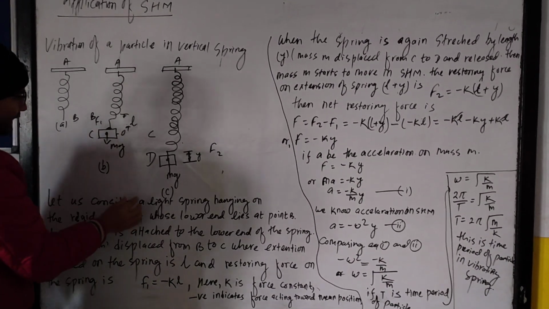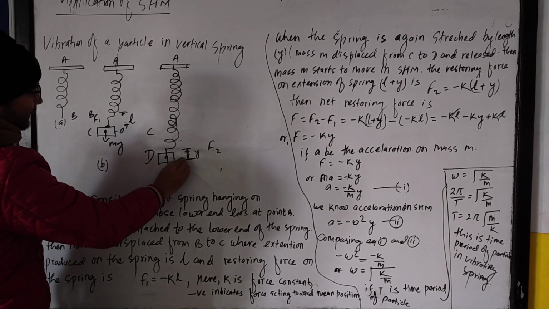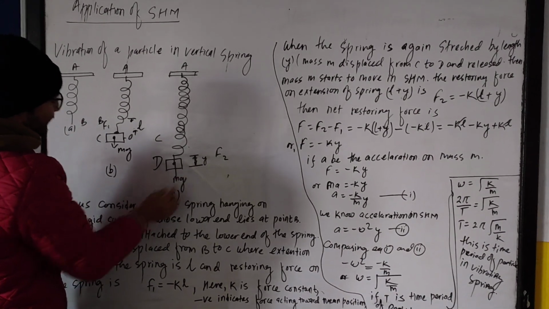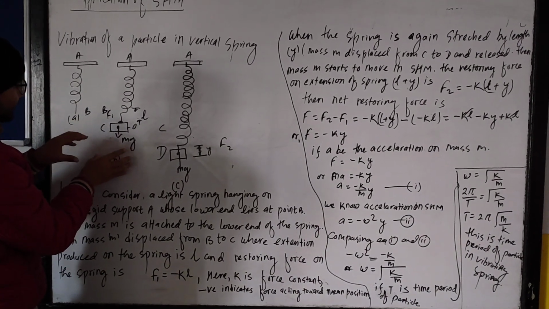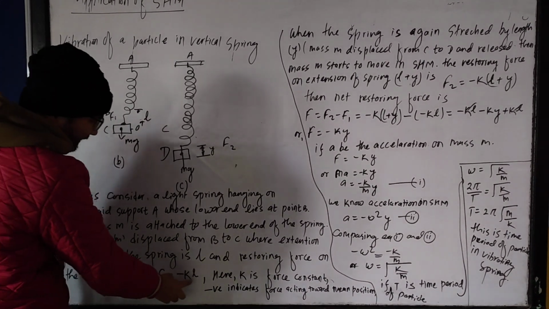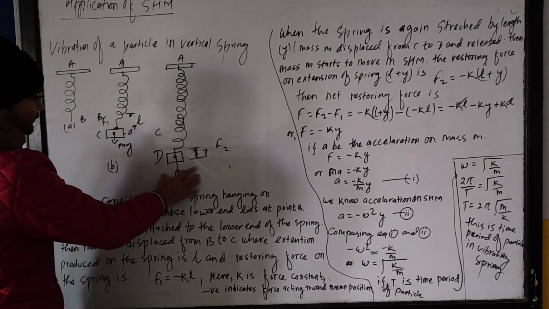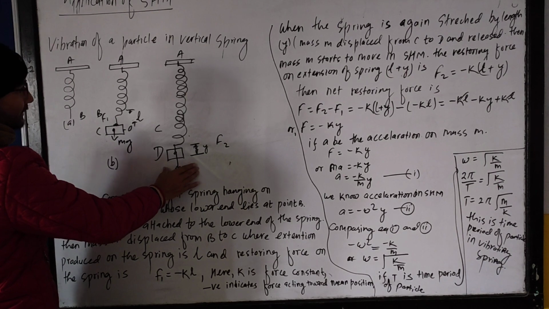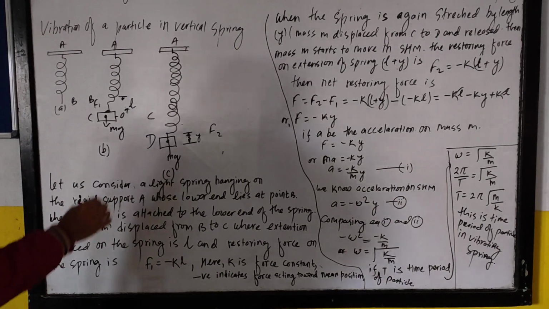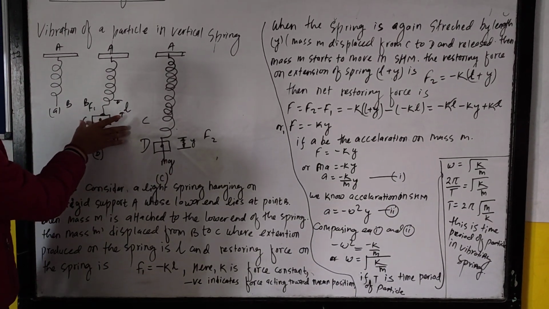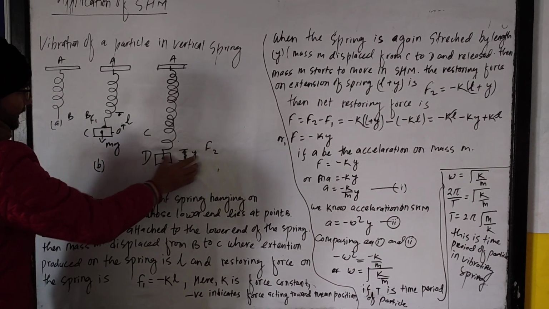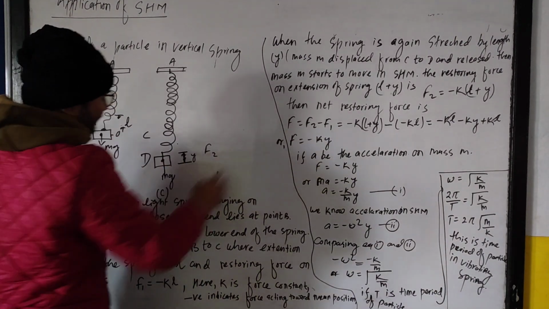Again it is displaced by some force. It again gets displacement Y, and at this position we are going to calculate how much restoring force it has. For the first case, F1 equals minus KL. For the third case, F2 equals minus K(L plus Y), and when we subtract the restoring force, we get the net restoring force.